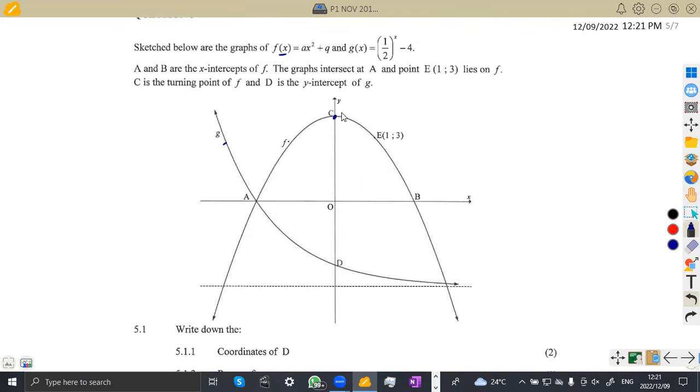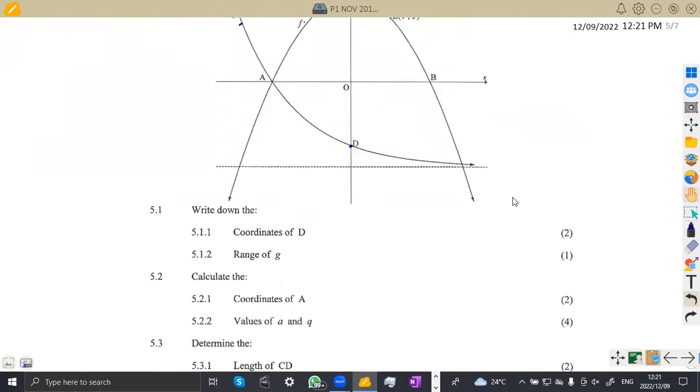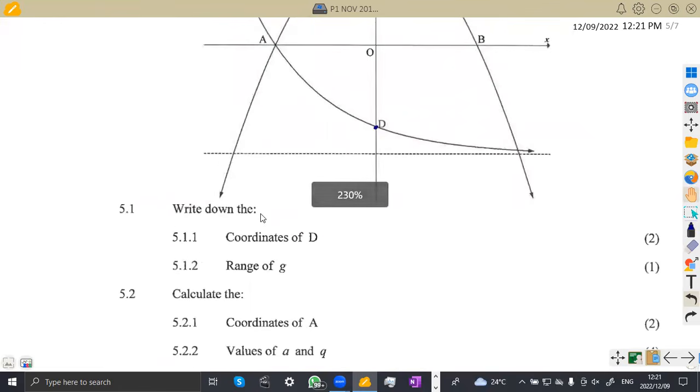So C is actually the turning point, and it's also the y-intercept of F, as you can see. And D is the y-intercept of G. Okay, so it was direct. So the first question on 5.1 was: write down the coordinates of D.